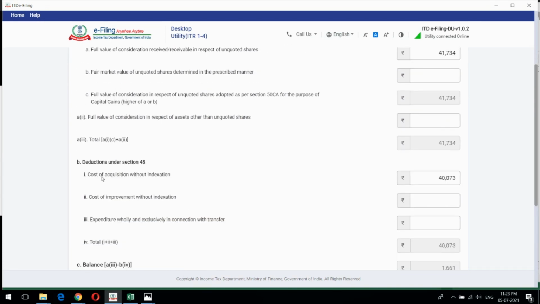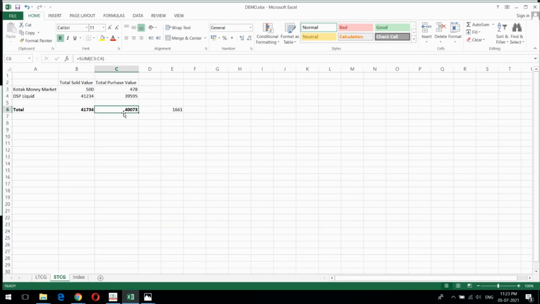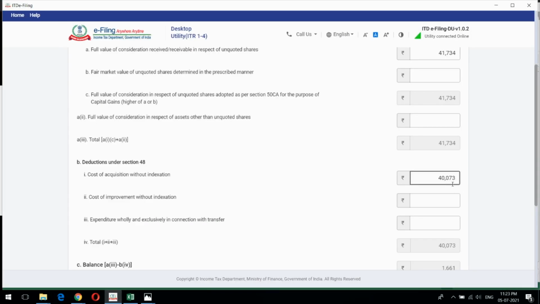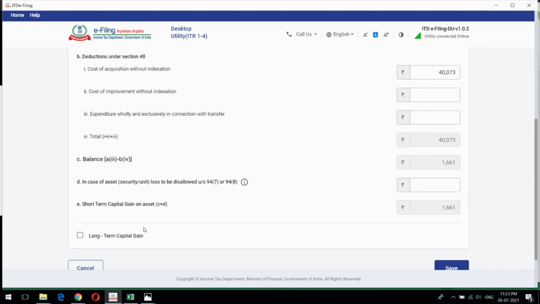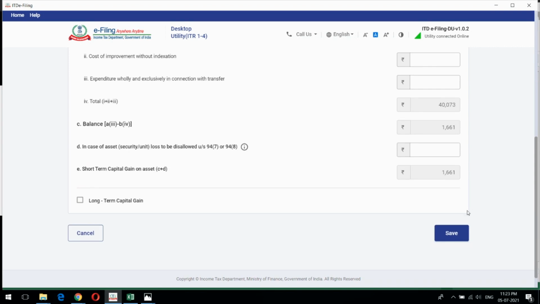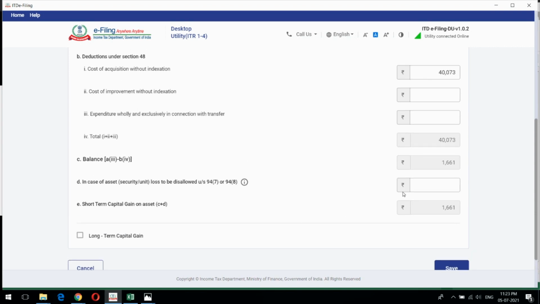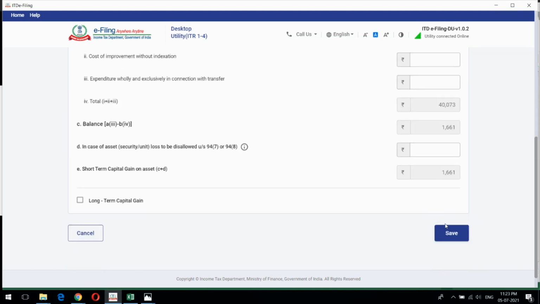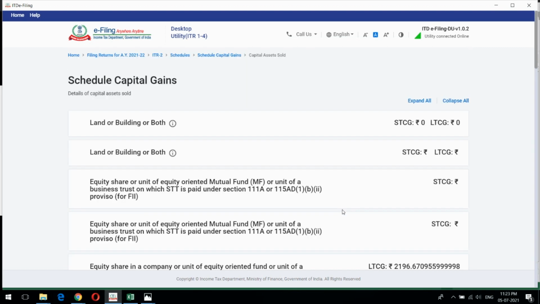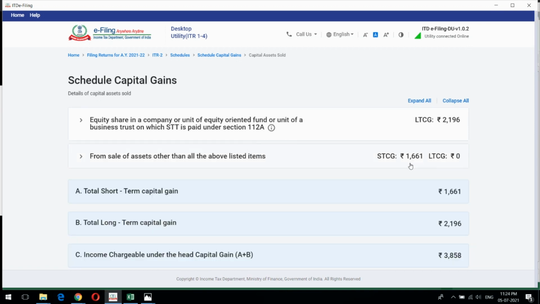Similarly, you have to fill in the cost of acquisition, how much you have invested during the purchase. So the total is 40,073. Automatically this is calculated as 1,661 as the capital gain which you earned in this financial year. So this is how we need to record it in ITR2 for short-term capital gains. It will automatically appear here.